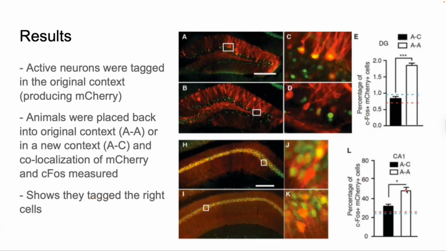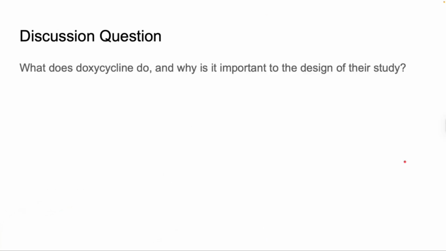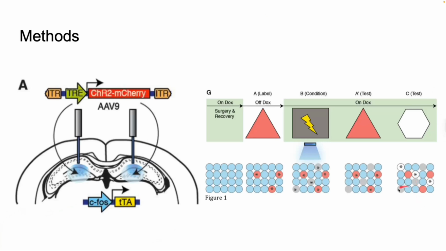There was much more significant overlap between CFOS and mCherry when they were exposed to context A and then context A than when they were exposed to context A and then context C, which if you go back to this is what we expected to happen, right? These cells are going to be different from these cells, right? But if we put them right back in context A, this cell is going to be the exact same as this cell, right? They should be activated the same.